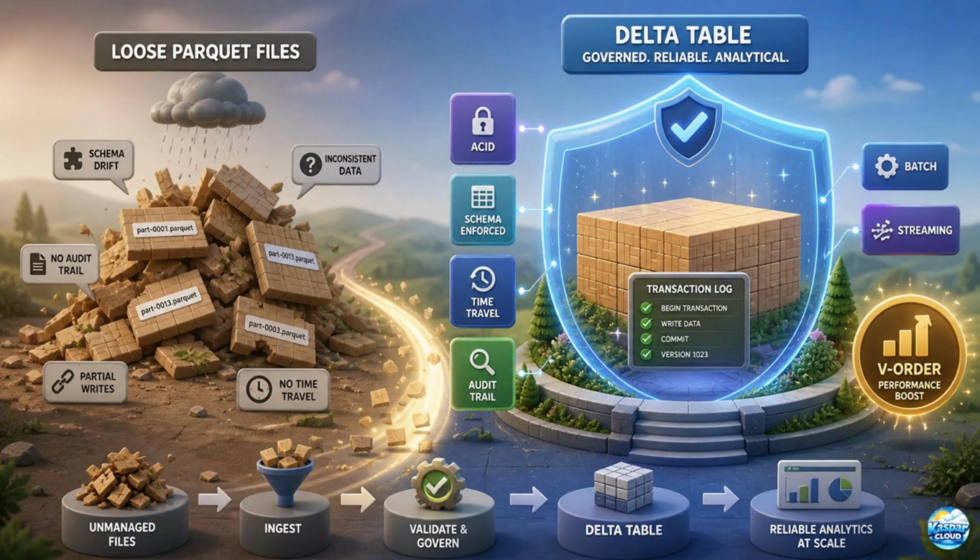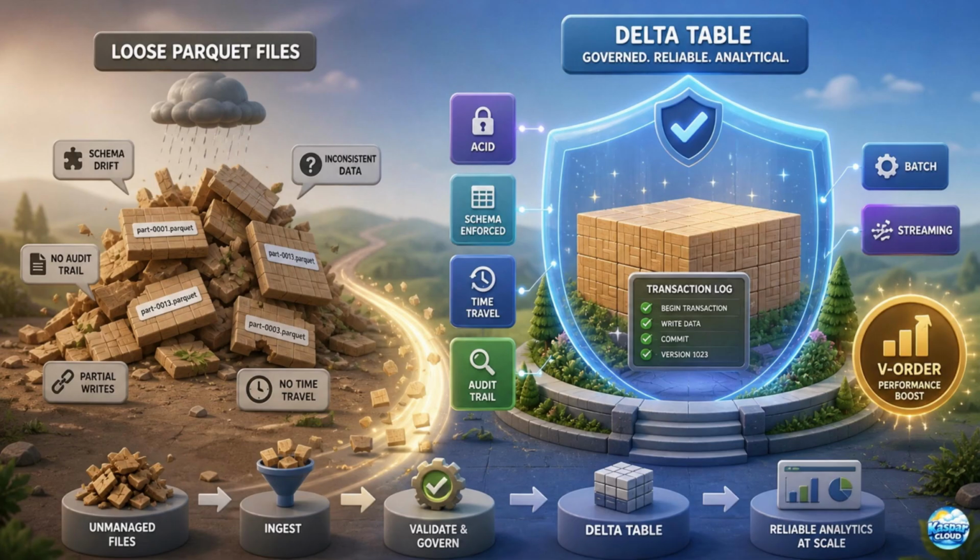Delta Lake is the default table foundation for Fabric lakehouses because it adds reliability to file-based analytics. Delta tables use Parquet files plus transaction metadata, which supports ACID behavior, schema management, time travel, audit history, batch workloads, and streaming workloads. This matters because raw Parquet files alone do not provide the same transactional guarantees.